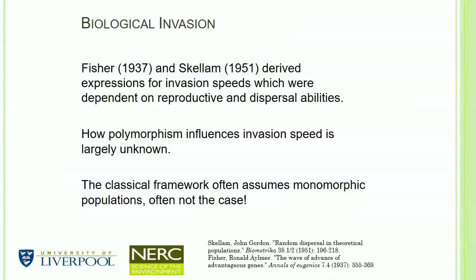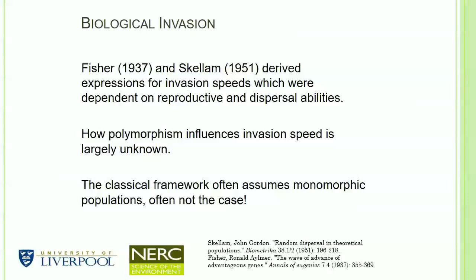Just like any scientific theory, that needs to be tested, things have moved on and we now know that different aspects can influence this. So we have, for example, Allee effects and environmental heterogeneity also influencing invasion speed. But what isn't well known or is unclear is how polymorphism impacts invasion speeds. The classical framework tends to use monomorphic populations, so one phenotype.